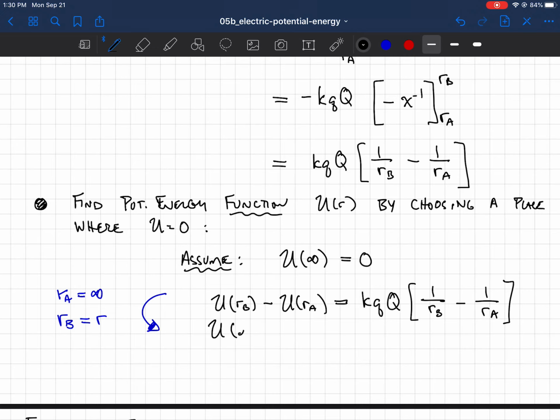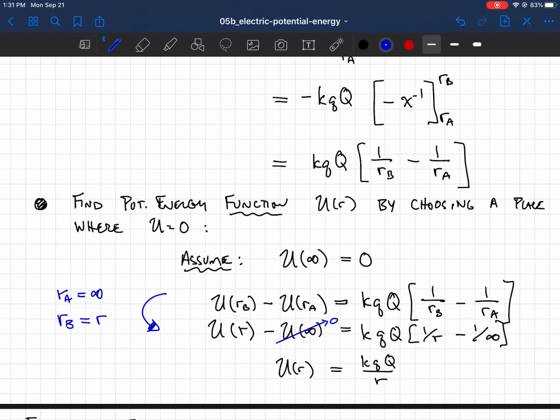So if I plug that in, I get U of RB is r, U of r minus U of infinity is equal to kqq times 1 over RB, which is r, minus 1 over infinity. And what do I find? Well, I get U of r, because we assumed that U of infinity was equal to 0, is equal to kqq over r, because, of course, 1 over infinity is equal to 0. That's just arithmetic. So we find our final expression: the potential energy associated to a pair of point charges is kqq over r.